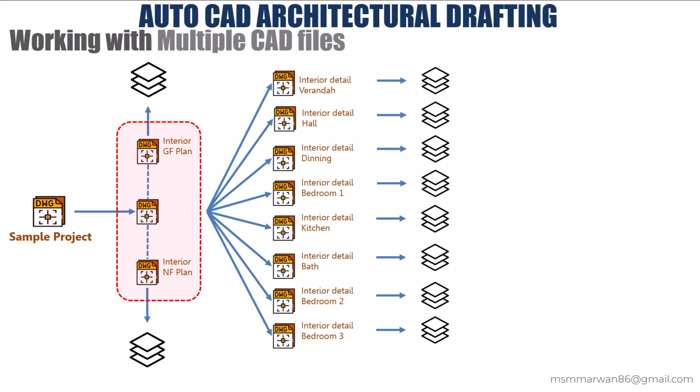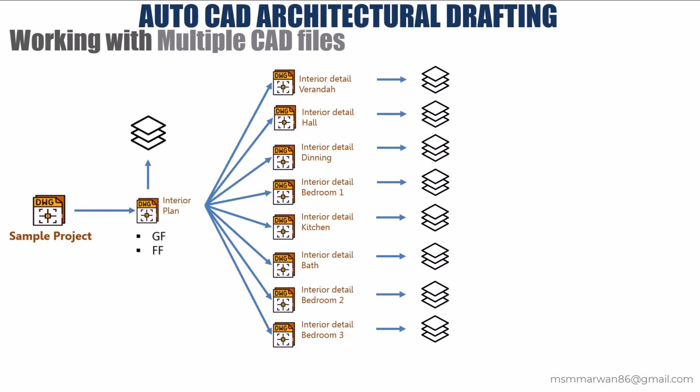And these files will be individually linked with the sample project. If I have n number of floors, I would have ended up with interior nth floor plan. Anyhow, in my sample project, we have ground floor and the first floor only. So I'm going to proceed with a single CAD file for interior plan alone.